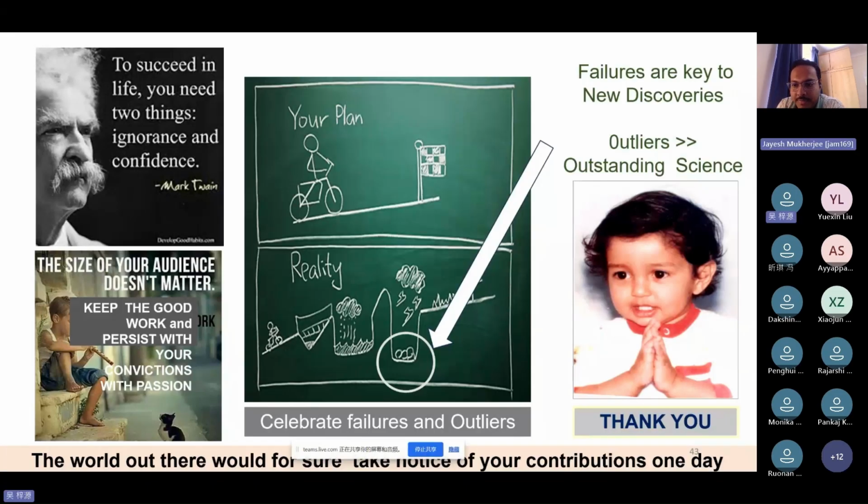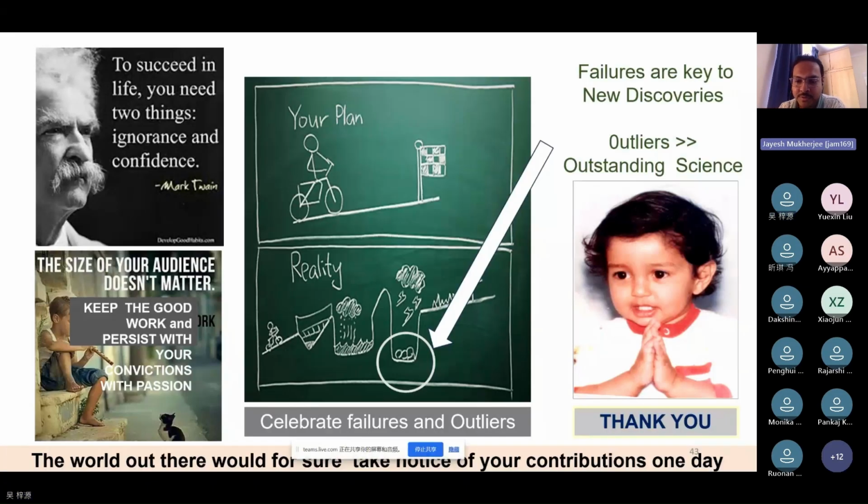I always was happy when there was an outlier. I was the most happy person in the lab. When the students were unhappy, I was happy, because the outlier is trying to tell you some new physics. Can we understand it? So that was my enthusiasm.